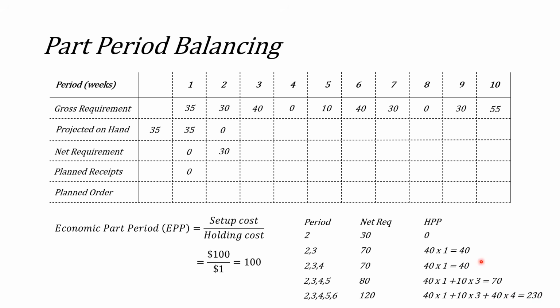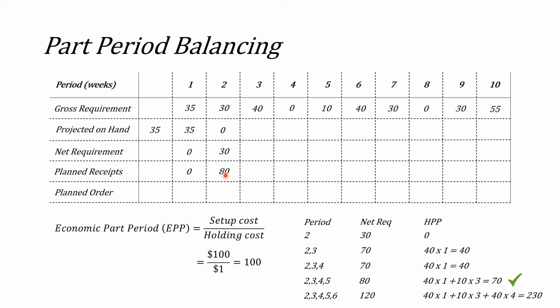Now what we want to do is pick the order that has a holding part period that is closest to our economic part period. In this case, our economic part period was 100, right? So the number here that is closest to 100 is, in this case, 70. So that would be my order quantity, not 70, but this corresponding net requirement here would be my order quantity of 80 units. So I would be placing an order of 80 units.